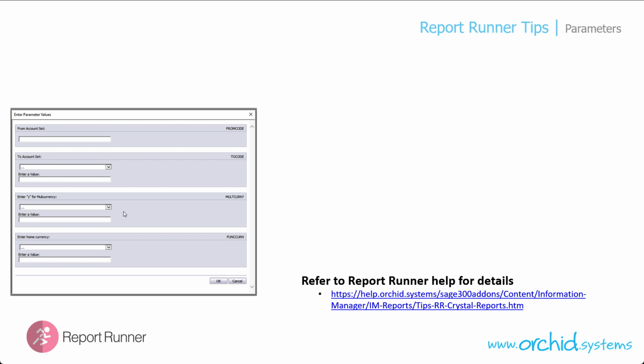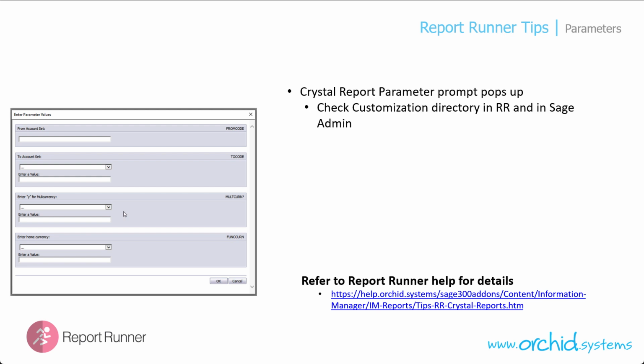Parameters is an important part of what Report Runner is used for, because you can set your parameters and run the same reports with different parameters automatically. Sometimes your Crystal Report parameter prompt pops up. In most cases, this is because the customization directory in Report Runner and in Sage Admin Services is different. So if this pops up for you, you need to check that they are the same.